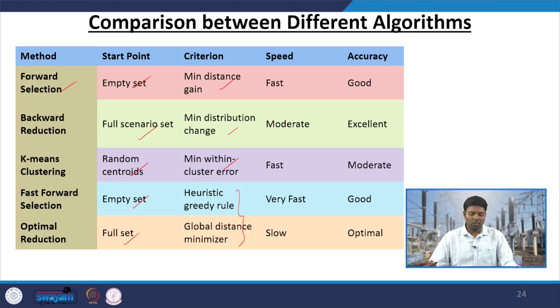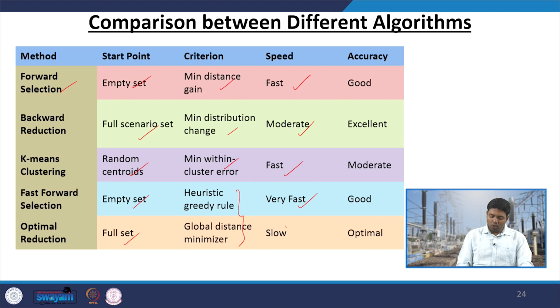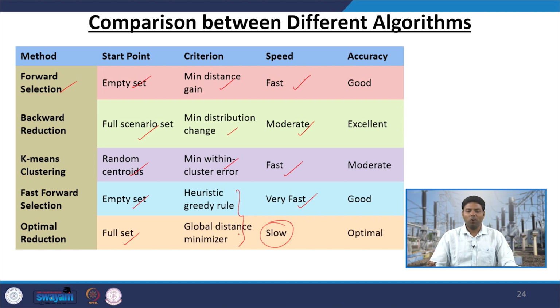Obviously, your fast forward selection and your forward selection are very fast in nature because you are selecting one by one. So, a little bit longer time is needed for the backward reduction technique. K-means clustering is also very fast because you have already decided the centroids and you are just adding the points which are closer to that centroid. So, it is a very fast algorithm. The slowest algorithm is your optimal reduction because you have to formulate an MILP, and if you are going with, let us say, 100 scenarios, then you have to give 100 variables, and that is a big problem to solve. So, that is taking longer time.